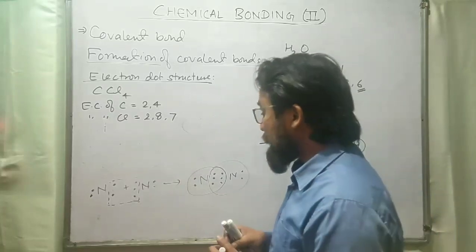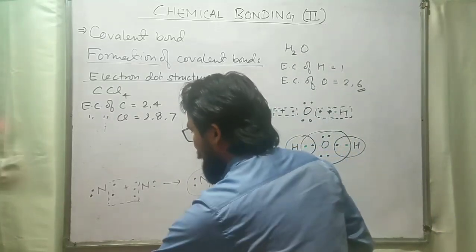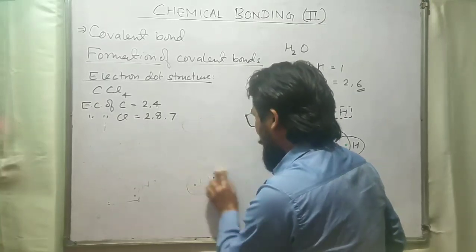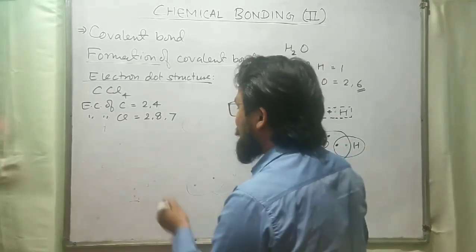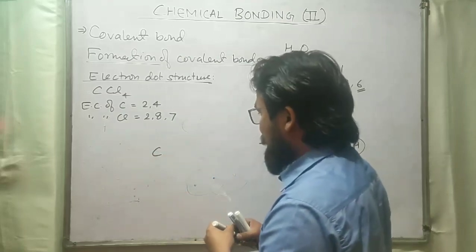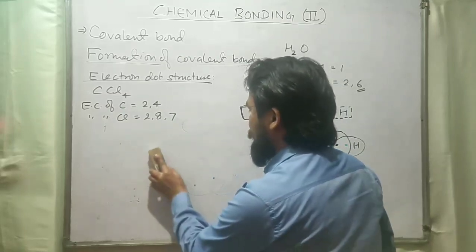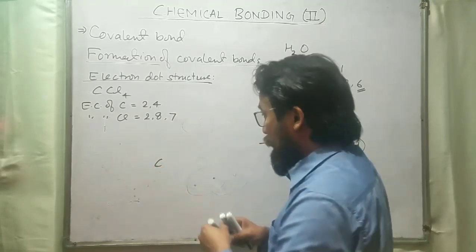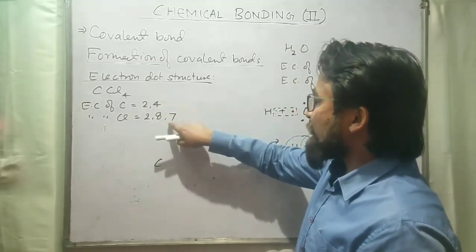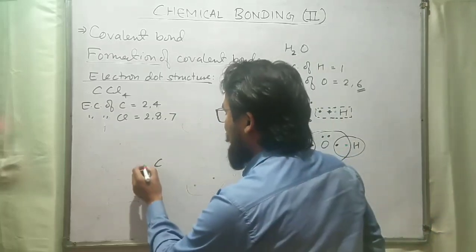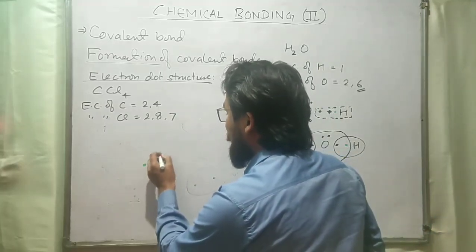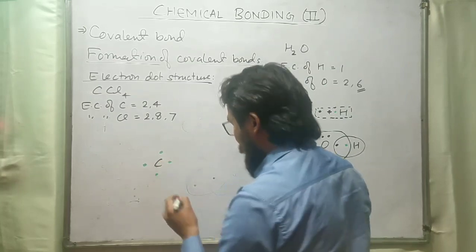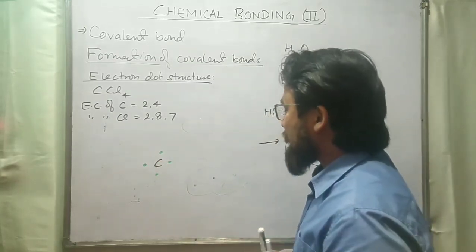So how will the structure be formed? It is not very difficult to form. So let's see. We have a carbon atom. Or we can make it separately. The carbon atom has 4 electrons. To distinguish the electrons of carbon and chlorine, I am showing the electrons of carbon with a different color, so that you can distinguish the electrons of carbon and chlorine. So this is the carbon atom.